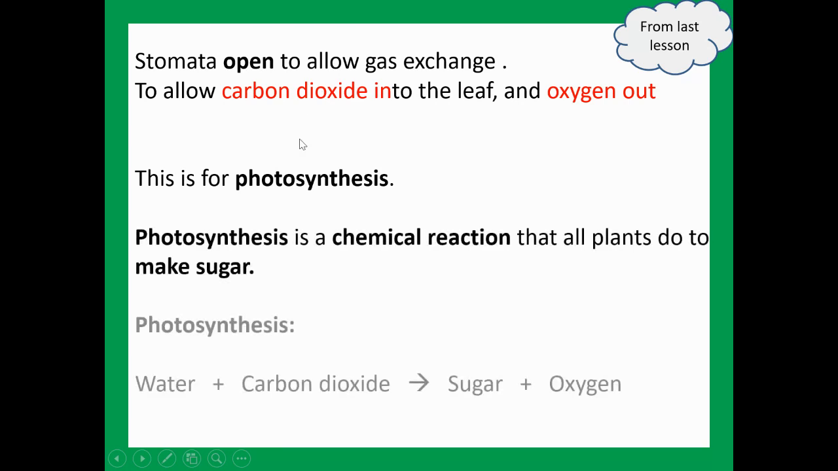Well, carbon dioxide is a reactant and oxygen is a product of photosynthesis. We also saw this sentence. Photosynthesis is a chemical reaction that all plants do to make sugar. This is the point. If you take home anything from today's lesson, it is that the point of photosynthesis is for plants to make sugar.